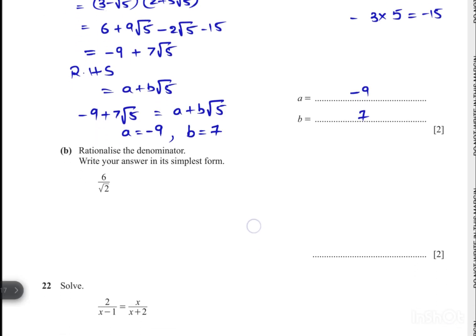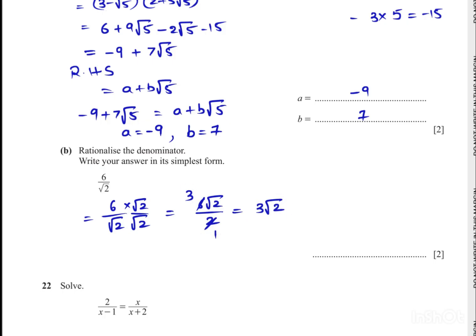Question B. Rationalize the denominator. Write your answer in its simplest form, 6 by root 2. So rationalizing the denominator, we always need to multiply the surd in the denominator with the numerator and denominator both. So 6 root 2 by root 2 into root 2 is 2. Then simplify. 2 times 3 is 6. So 3 root 2 is the answer.